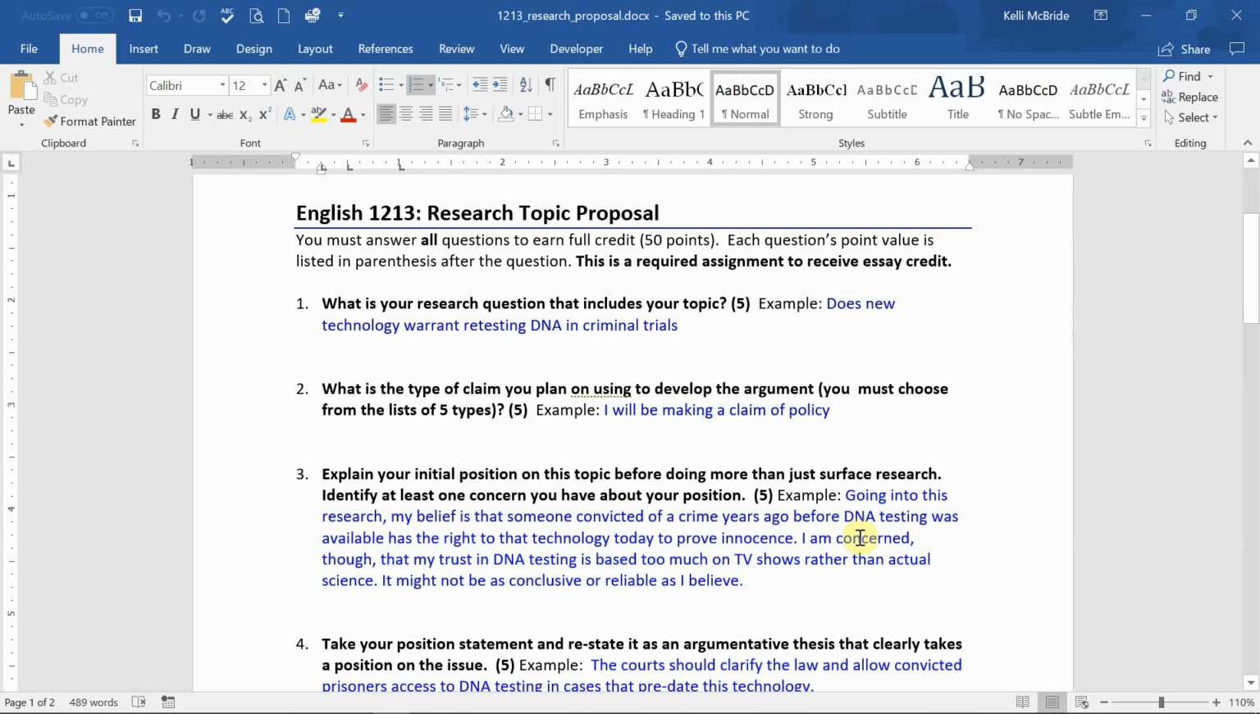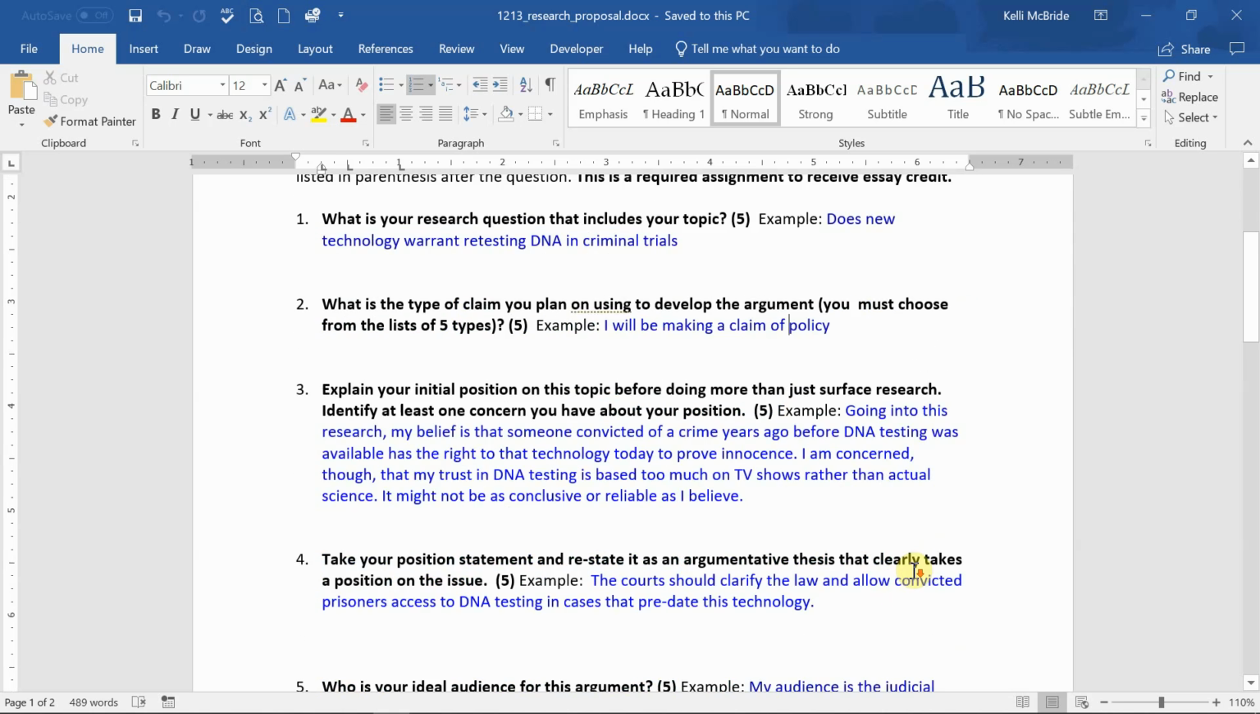The third question here is about you just explaining in a few sentences what you believe to be your initial position, and what is one concern that you have about whether there's going to be enough evidence, do you know enough about it? Again, what's one concern that you have about taking on that topic?